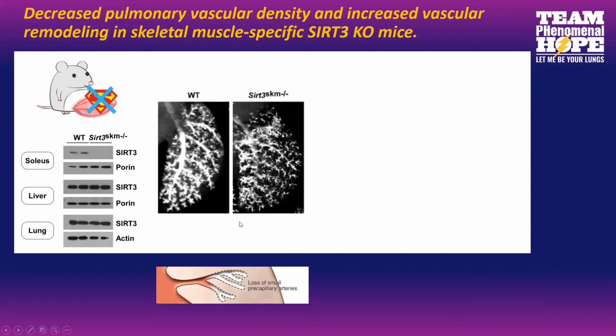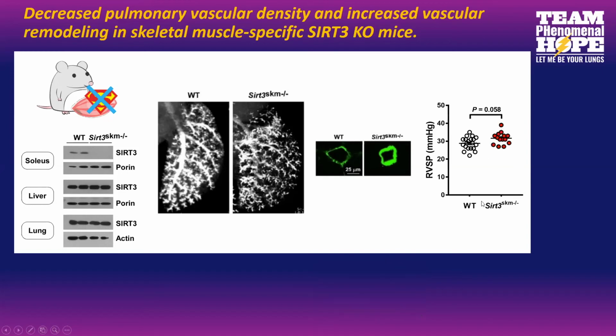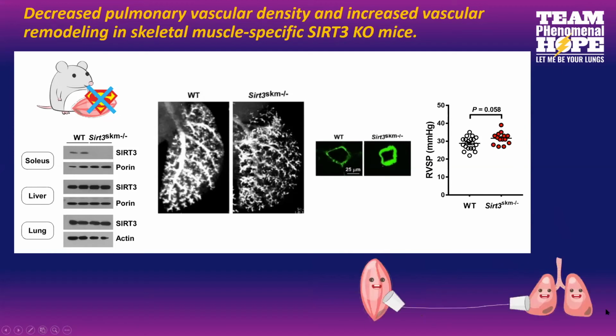This is very similar to what I showed you earlier in the introduction. And also, when mice don't have SIRT3 in their skeletal muscle, they have thicker pulmonary arteries. And this is also very similar to what I showed you earlier. And also they have a slightly increased pulmonary pressure. So this data suggests that there is a skeletal muscle and lung crosstalk in the regulation of pulmonary hypertension.